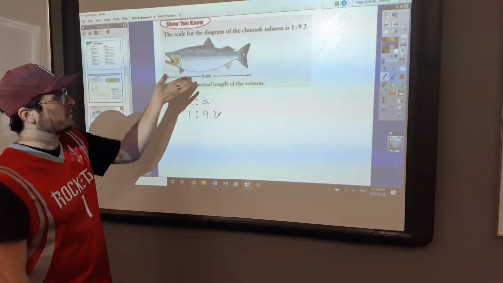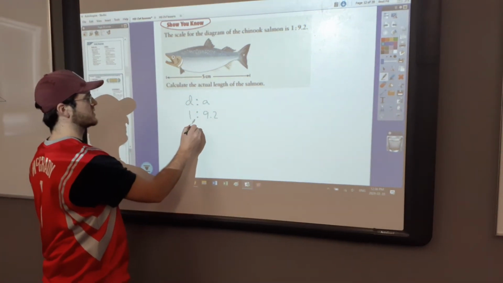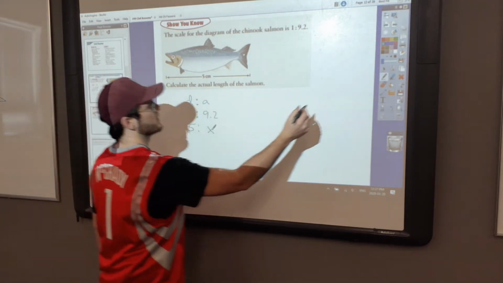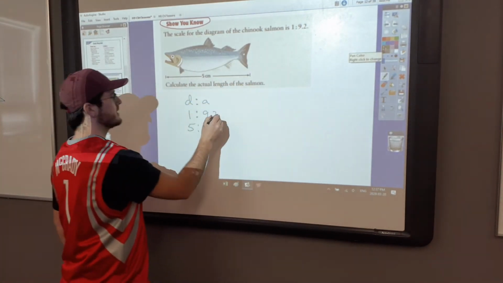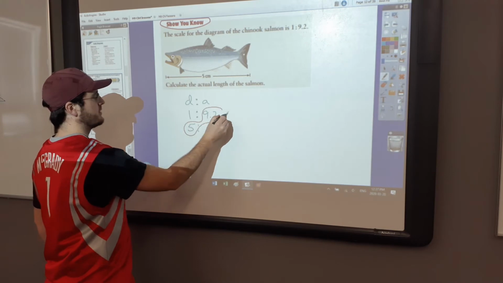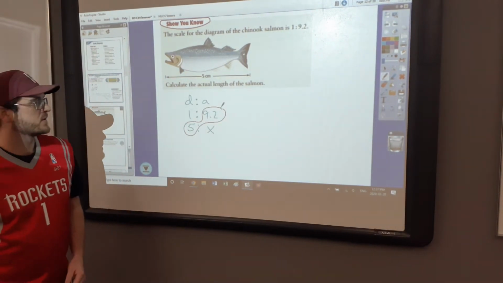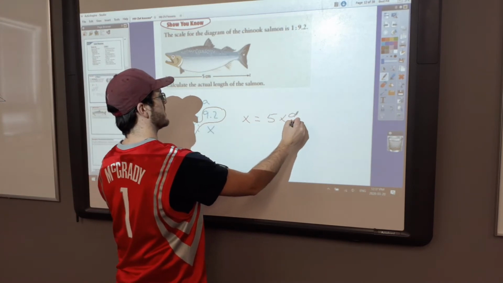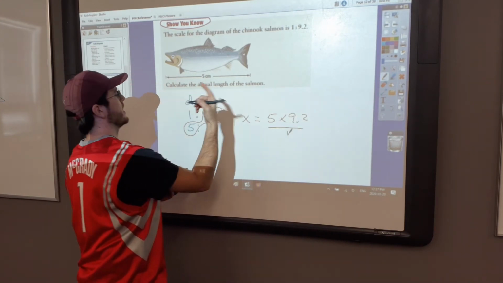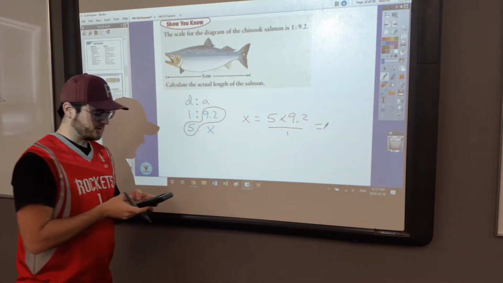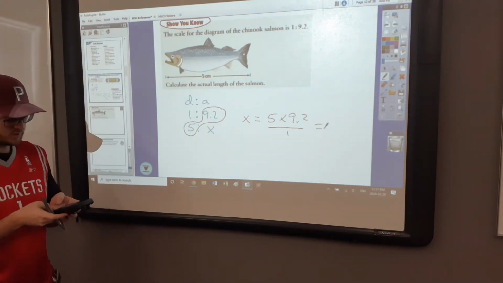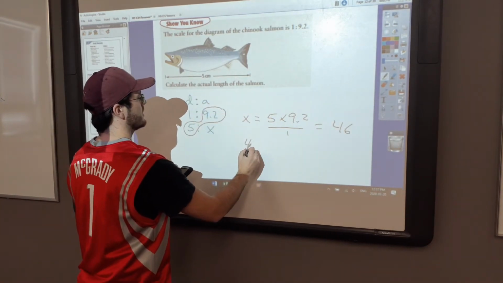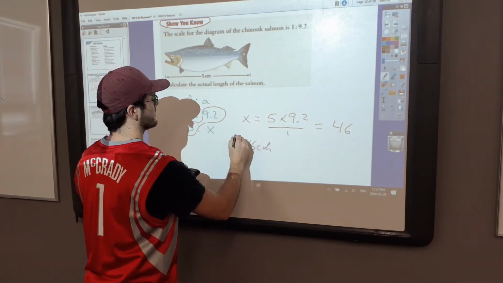So again, I've got a diagram that's telling me this fish is 5. So I'm putting diagram on this side, and my variable is what's missing. And so all I have to do then is cross multiply and divide and get my missing number. So then the actual size of the fish is 5 times 9.2, divide by 1, but that won't do anything to the answer. 5 times 9.2 gives you 46. Okay, so then the answer is the actual salmon is 46 centimeters.